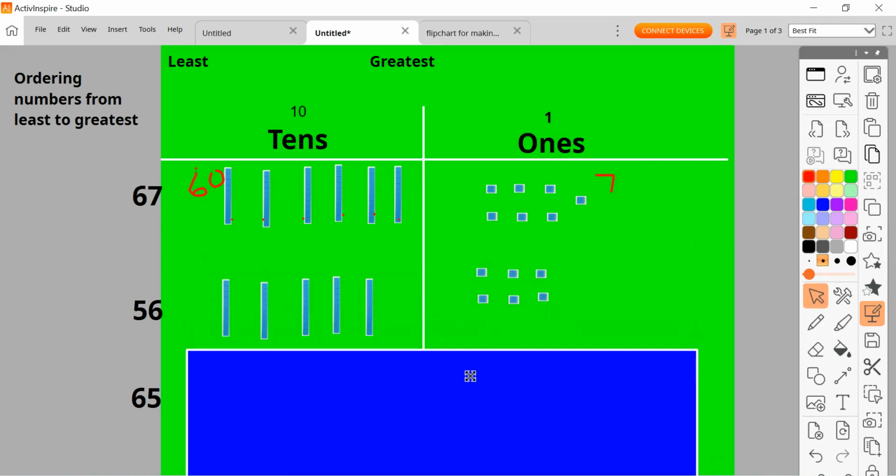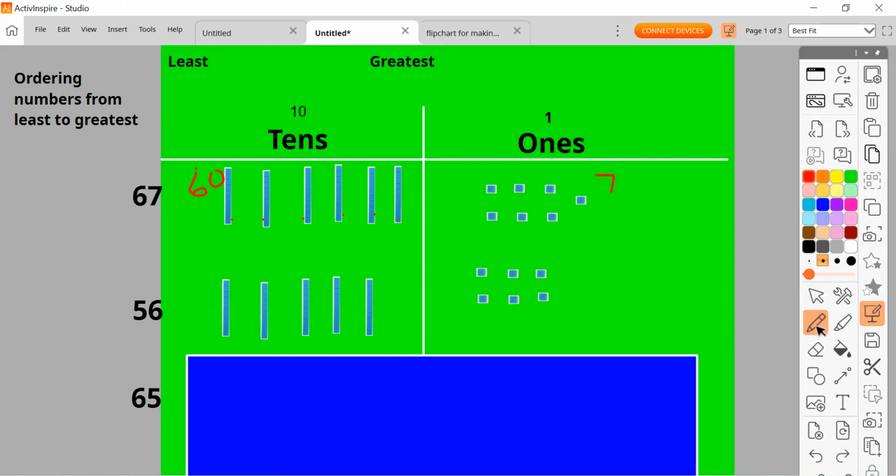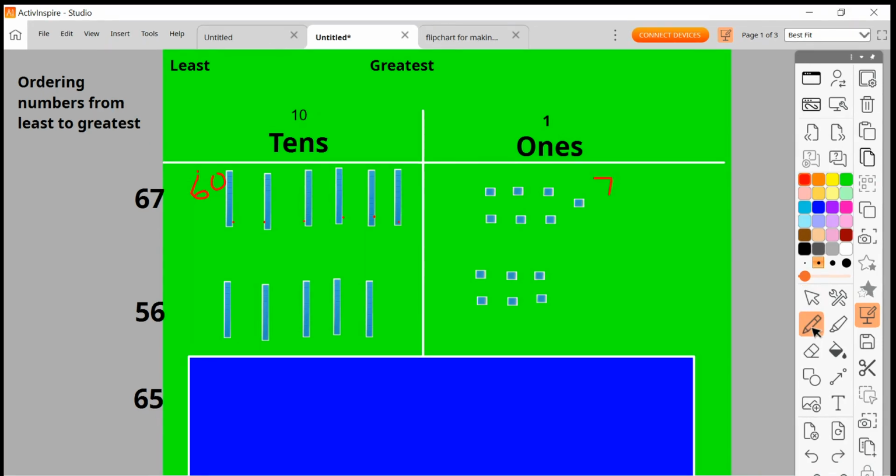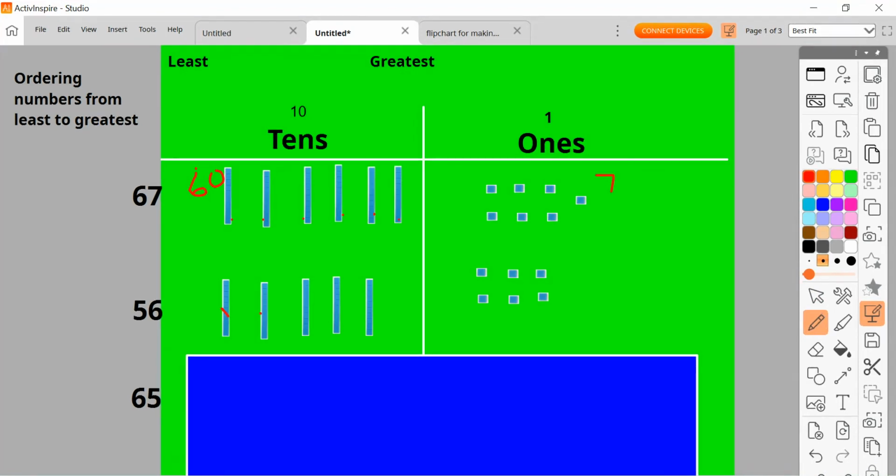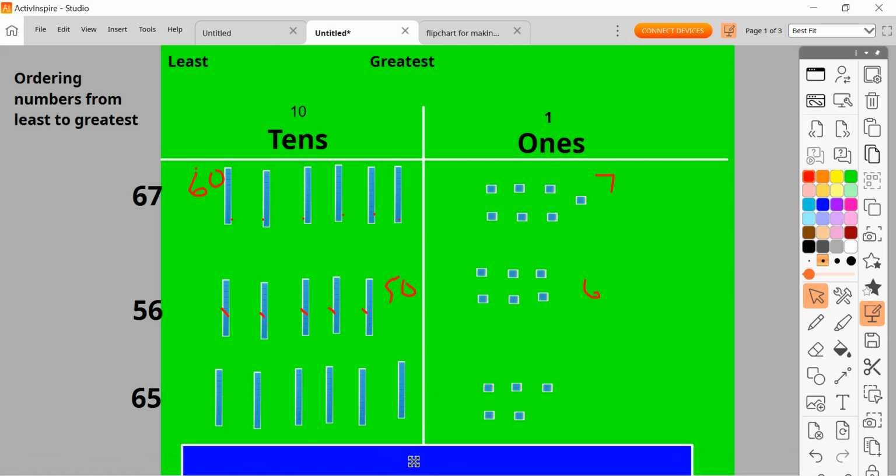Now I'm going to build 56. I know that 56 has 5 tens and 6 ones. If we count by tens, that's 10, 20, 30, 40, 50. We have a value of 50, and 6 ones has a value of 6, because 50 plus 6 is 56. Now our last number we're going to build is 65. If we count our tens, 10, 20, 30, 40, 50, 60, we know that we have a value of 60, and 5 ones has a value of 5.